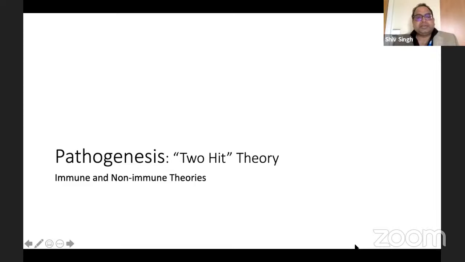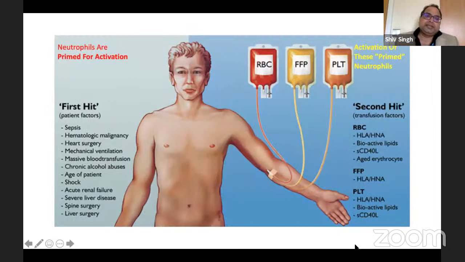So for pathogenesis, there is quite a lot of emphasis on the two-hit theory. But pathogenesis can be classified into immune or non-immune theories as well. So what exactly is the two-hit theory? The first hit in this two-hit theory is that the patient has certain risk factors.